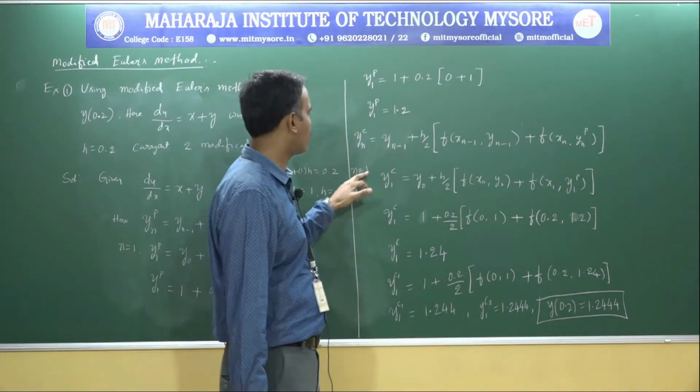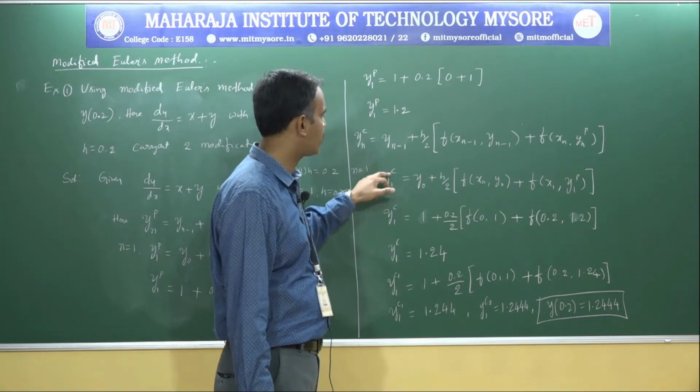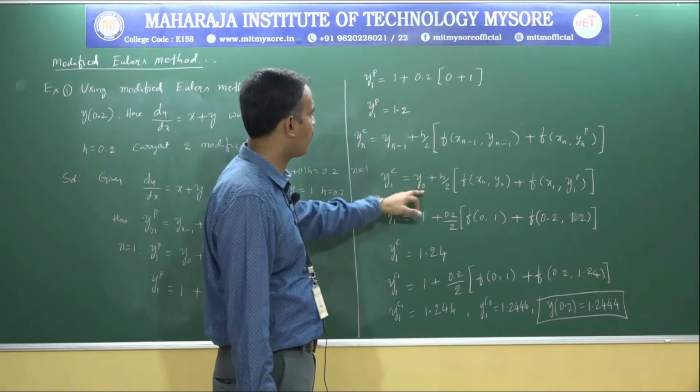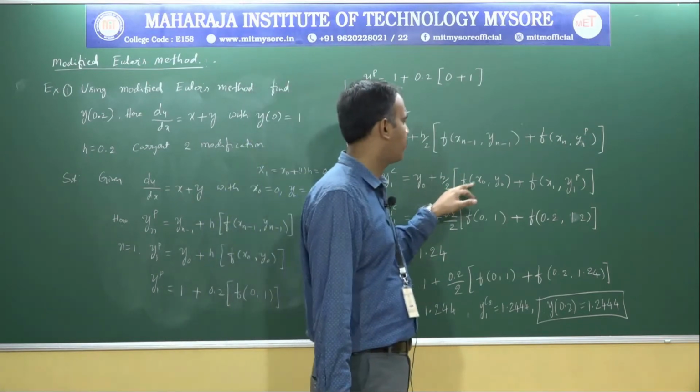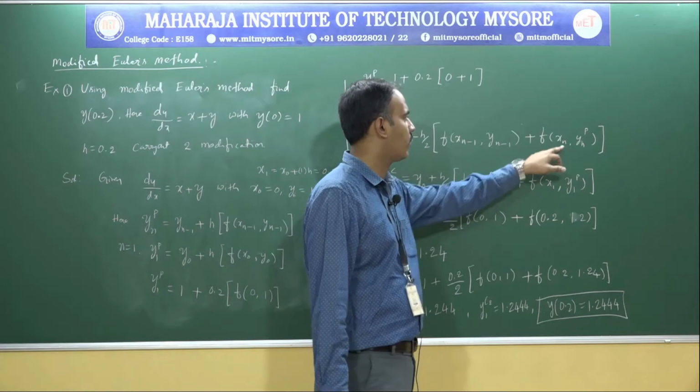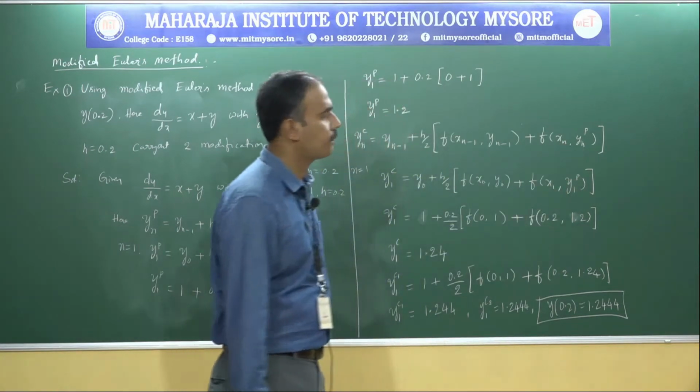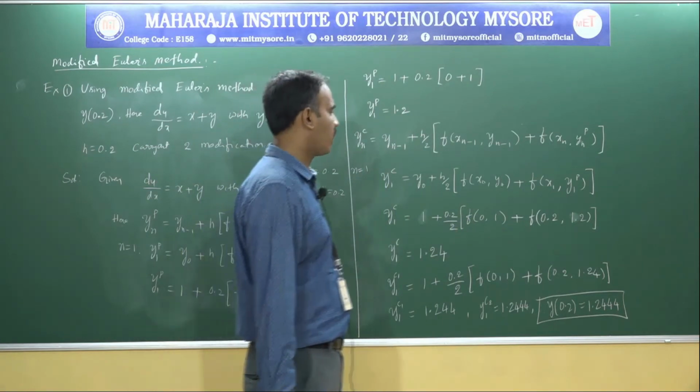Now if n equals 1 here, y1c is equal to y0 plus h by 2 f of x0 comma y0 plus f of x1 comma y1p. Here we can denote the n value as 1, and the y1p we can specify here. Now, what about the next one?